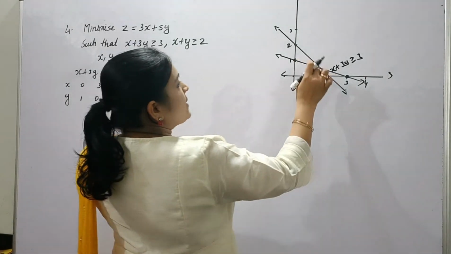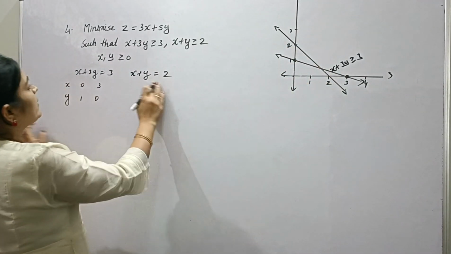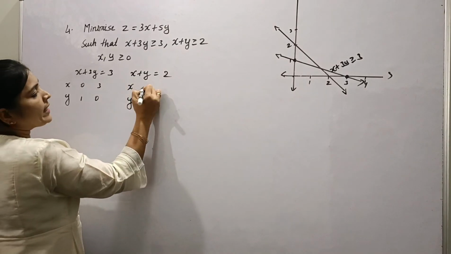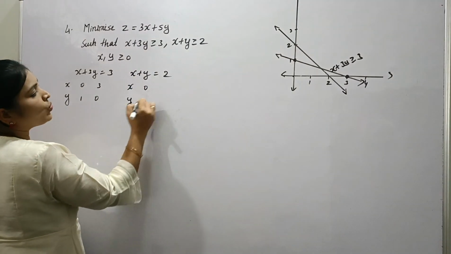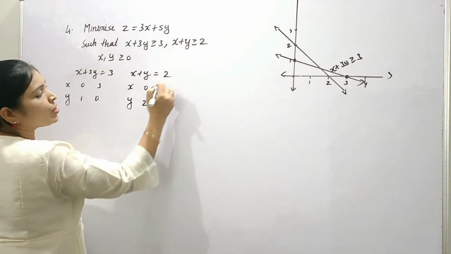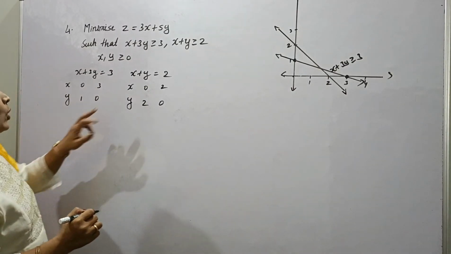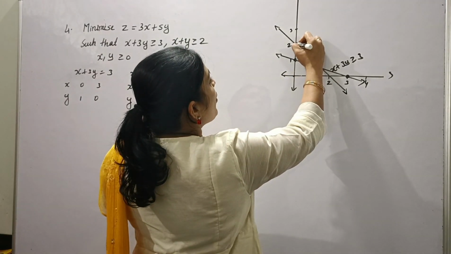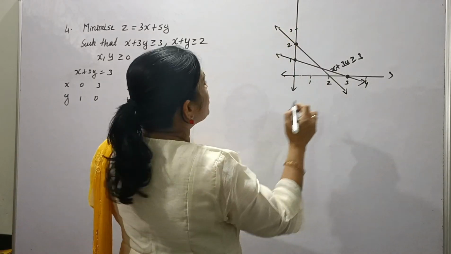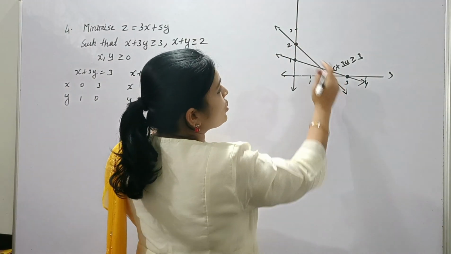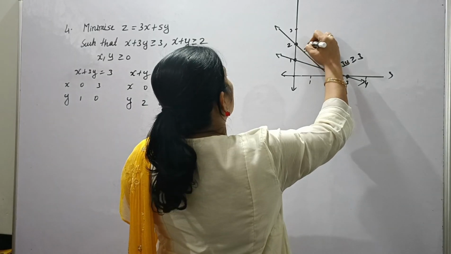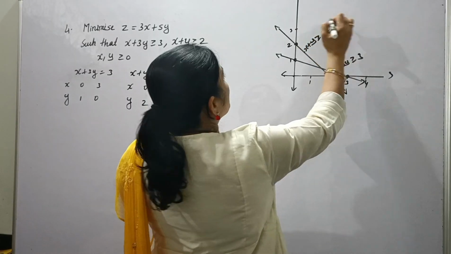Okay. And next, here x plus y is equal to 2. X, y, here put x is equal to 0, y is equal to 2 and put y is equal to 0, x is equal to 2. Plot these points. It is the point 0, 2 and 2, 0. Join these points. So this line is x plus y greater than or equal to 2.